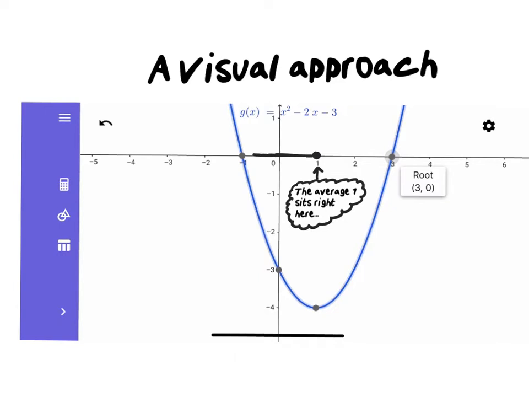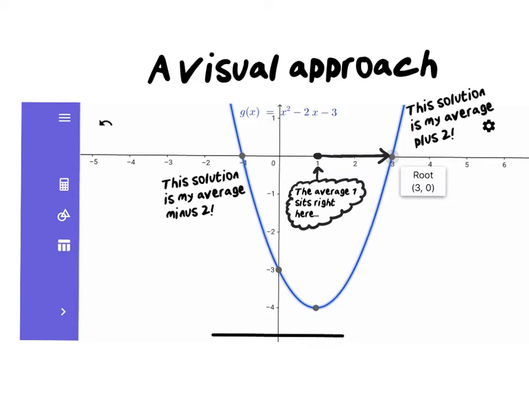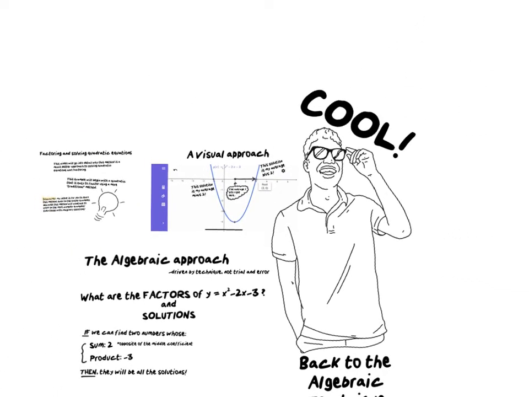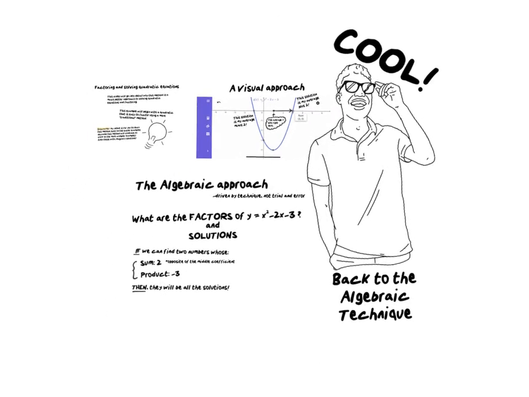So that means if I go to the left, I can find one of my solutions, and this solution is my average minus 2. If I go back to my average and go to the right, then I find my other solution. This solution is my average plus 2. So my average plus 2 and my average minus 2 gave me my solutions. Cool. So let's check out our algebraic approach so that you can see how it works from start to finish.